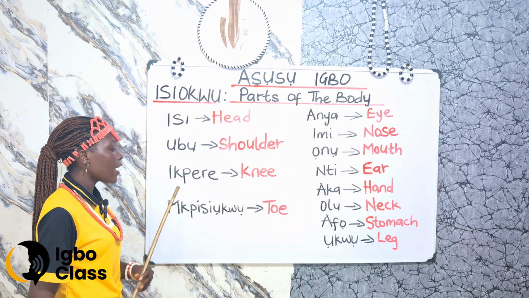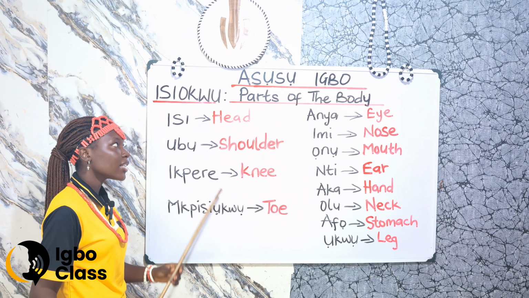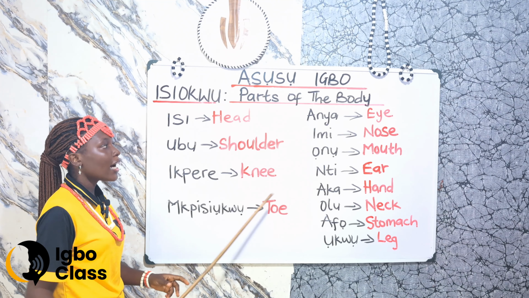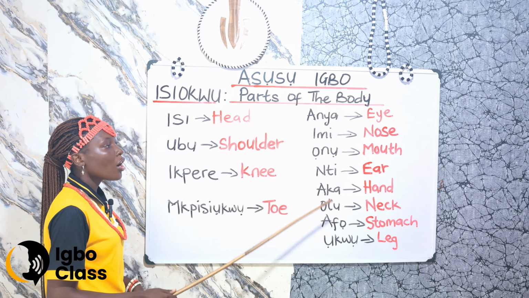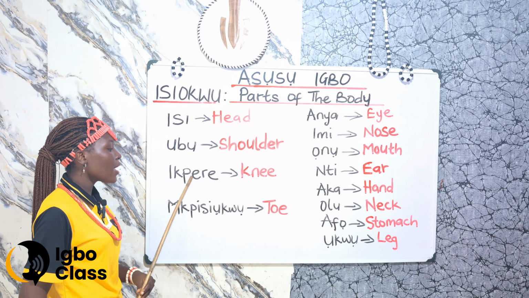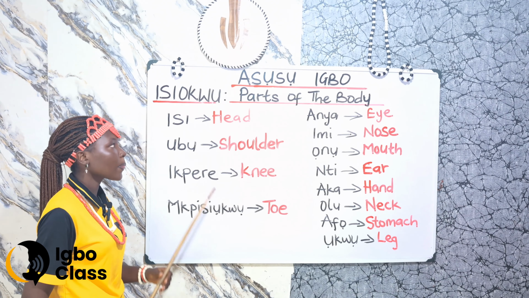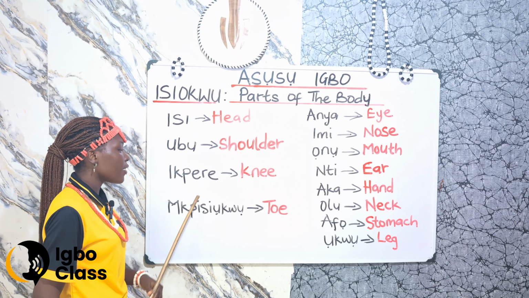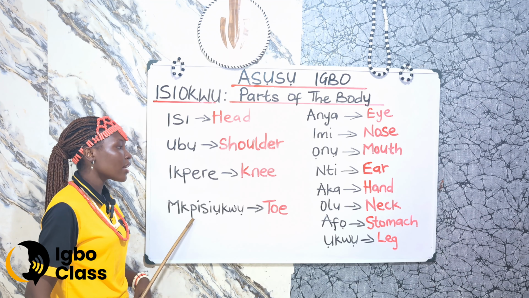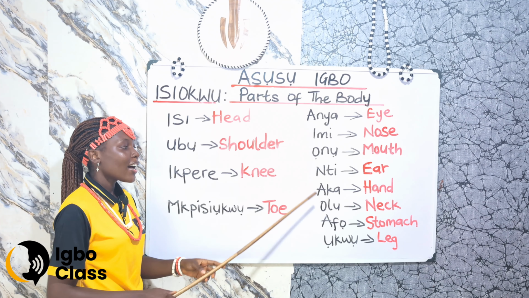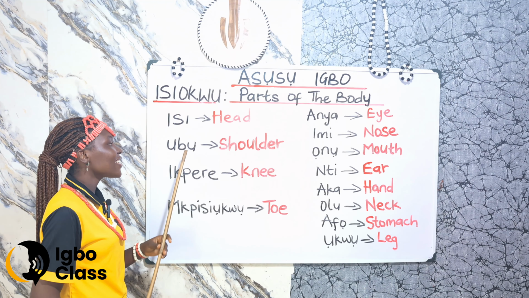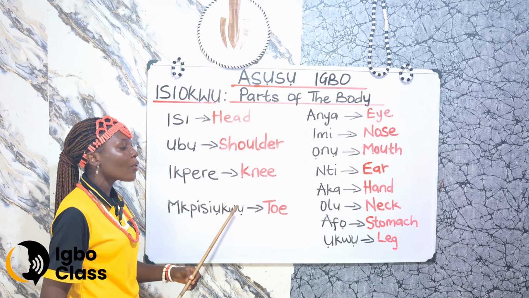Isi ubi ikpere mkpịsị ụkwụ. Isi ubi ikpere mkpịsị ụkwụ n'anya, n'imi, n'ọnụ na ntị. Isi ubi ikpere mkpịsị ụkwụ. Isi ubi ikpere mkpịsị ụkwụ n'aka, n'olu, n'afọ, n'ụkwụ. Isi ubi ikpere mkpịsị ụkwụ.